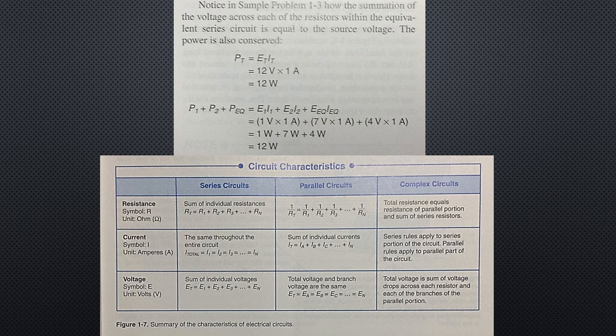Or the power at 1 plus the power at 2 plus the power at EQ equals the EMF at 1 times the current at 1, plus the EMF at 2 times the current at 2, plus the EMF at EQ times the current at EQ. Plugging in the values, we ultimately get 12 watts.